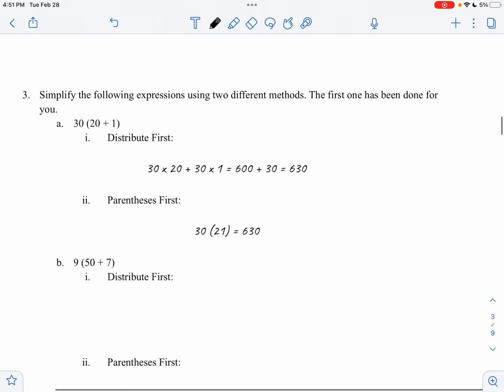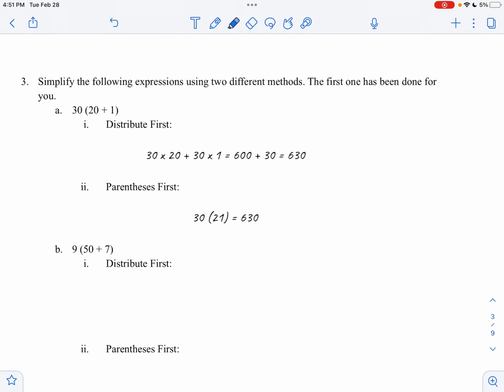In question 3, you're being asked to simplify the expressions using 2 different methods. The first one has been done for you. You can see in this example that the first strategy is to distribute, then add, or then multiply and add. So, in the example, they multiplied 30 times 20, because 30 is the factor on the outside, times the term 20 on the inside, and 30 times 1. 30 times 20 is 600, and 30 times 1 is 30. They added these two numbers for a final answer of 630.